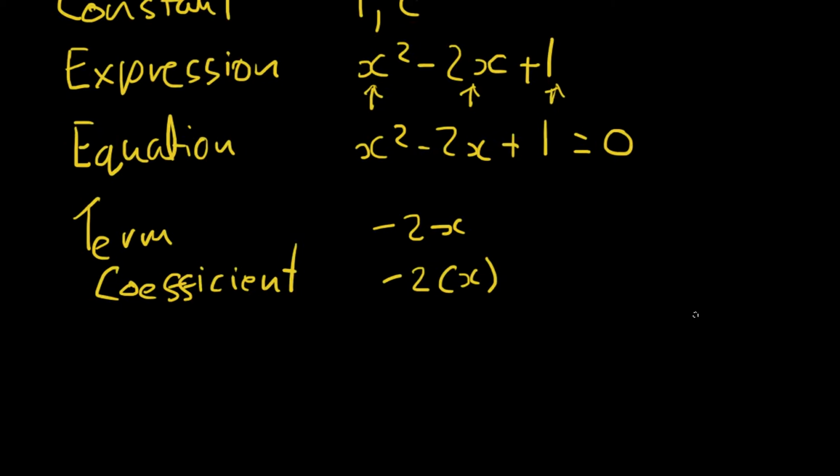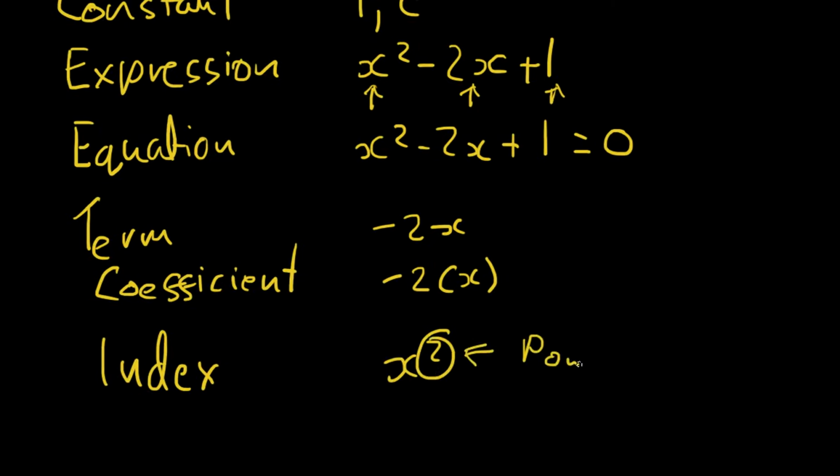And the final term you should be familiar with is an index. And the mathematical term for an index is simply a power. So for the x squared, our index is 2, because that is our power.